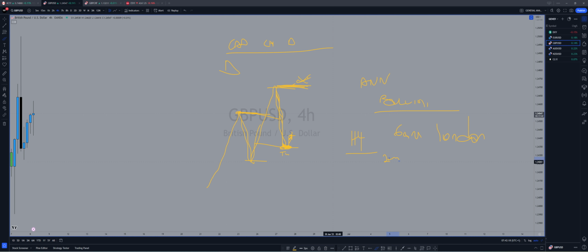Okay. So we have 2 a.m., 6 a.m., and then 2 p.m. All right. So the 2 a.m. candle might be a down candle, it might be an up candle, it doesn't matter. But this candle here, which is the 6 a.m. H4 candle that starts at 6 a.m., should close above this one here.